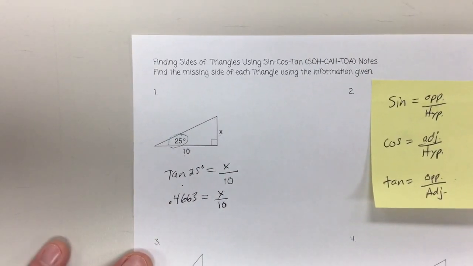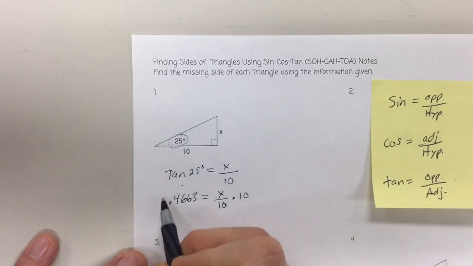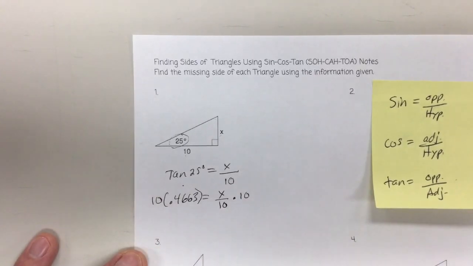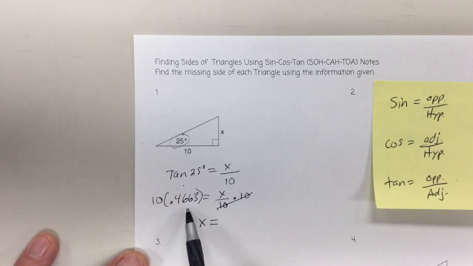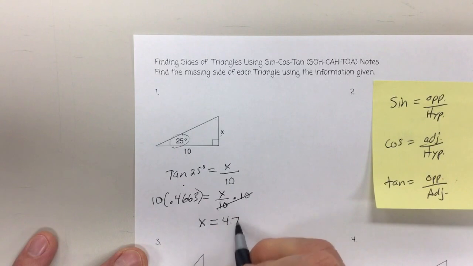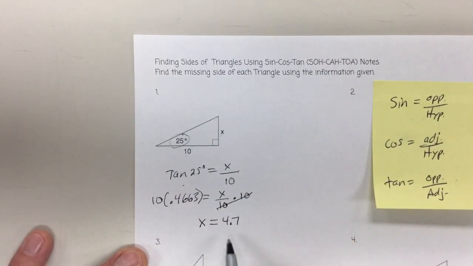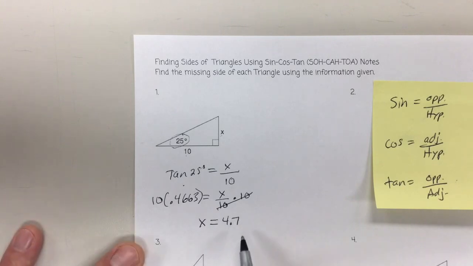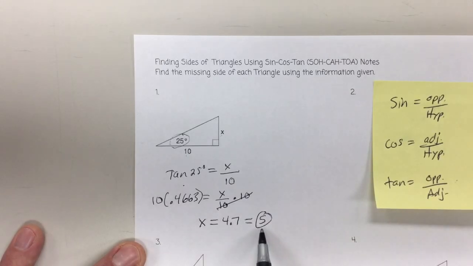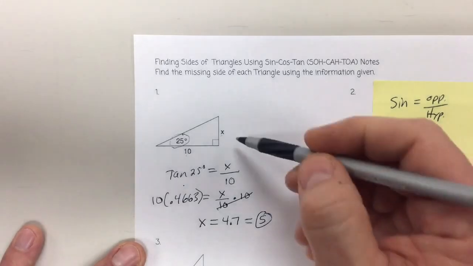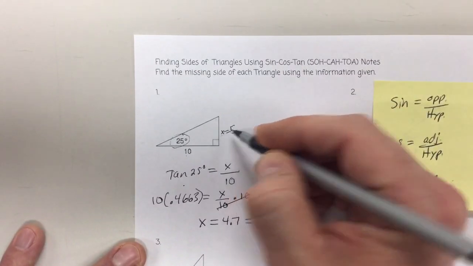Now I simply solve this equation for x. Since x is being divided by 10, I multiply both sides by 10. That cancels out, leaves me with x equals 10 times 0.4663. And that is 4.7. Now, we are going to round these to the nearest whole number so that there's no decimals to enter into Moodle. So the answer would be 5, because 4.7 would round to 5. So the measure of side x is 5.